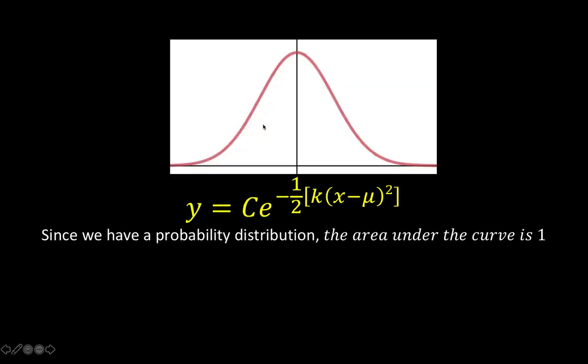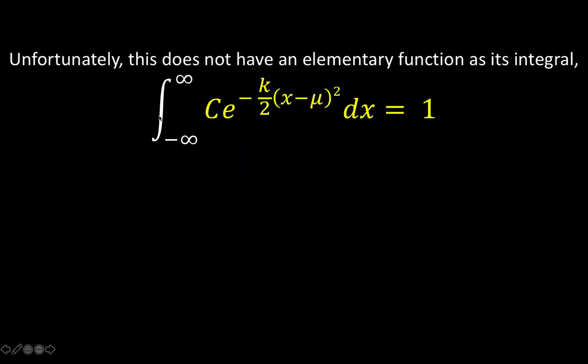Now, since we want to have a probability distribution, the area under the curve must be forced to be equal to 1, because probability is between 0 and 1. And in order to force the area under the normal curve to be equal to 1, we need to find some constant to make that happen. But unfortunately, this integral does not have an elementary function as its integral. But we can apply some trick, and the trick is like this.